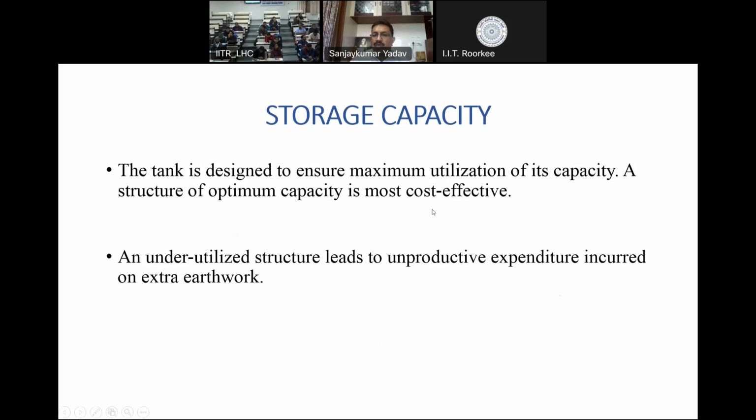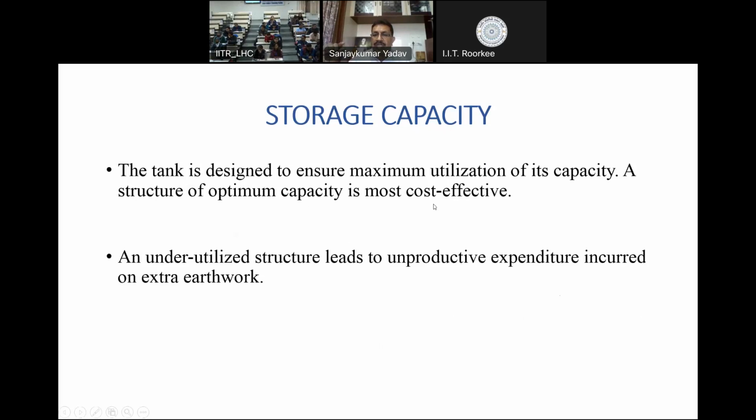The tank is designed to ensure maximum utilization of its capacity. A structure of optimum capacity is most cost effective. An underutilized structure leads to unproductive expenditure incurred on extra earthwork. So somebody will say, sir, why go for 3 meter depth? Why are you not going for 4 meter depth? These are the points which one has to keep in mind.